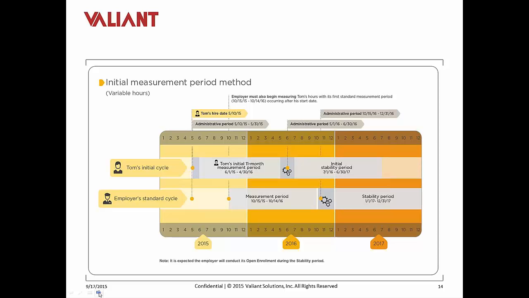Now, here is where this gets complicated. If we go to the next month and we have new hires during the month of June, those initial measurement periods begin July 1st. Any employees hired during the month of July, those initial measurement periods begin August 1st, and so on and so on. So what's going on throughout the course of every single calendar year, we will have 12 initial measurement periods, 12 administrative periods, as well as 12 stability periods. That will occur every single year going forward, if the employer is doing this correctly, of course.